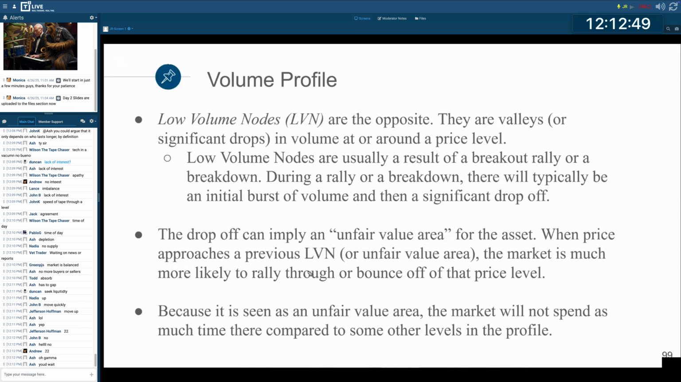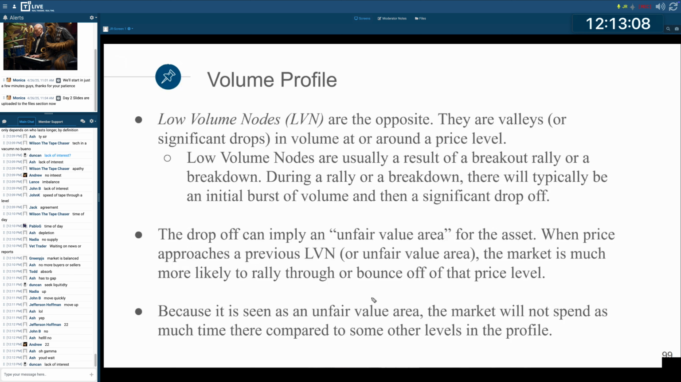A drop-off can imply an unfair value area for the asset. When price approaches a previous LVN, an unfair value area, the market is much more likely to rally through or bounce off that level. Why would we bounce off of a low volume node?